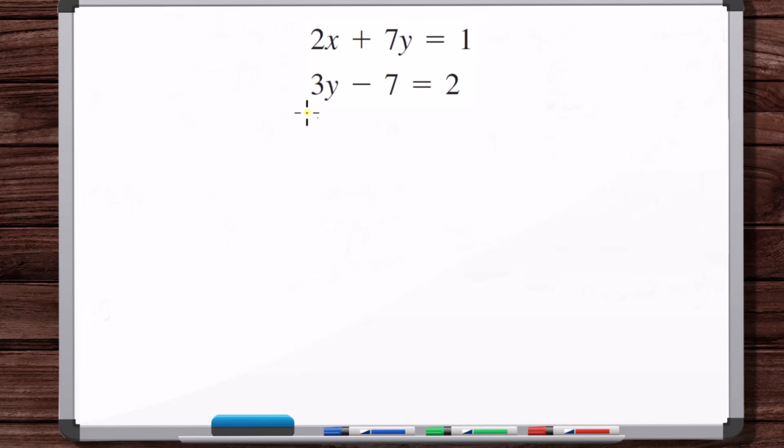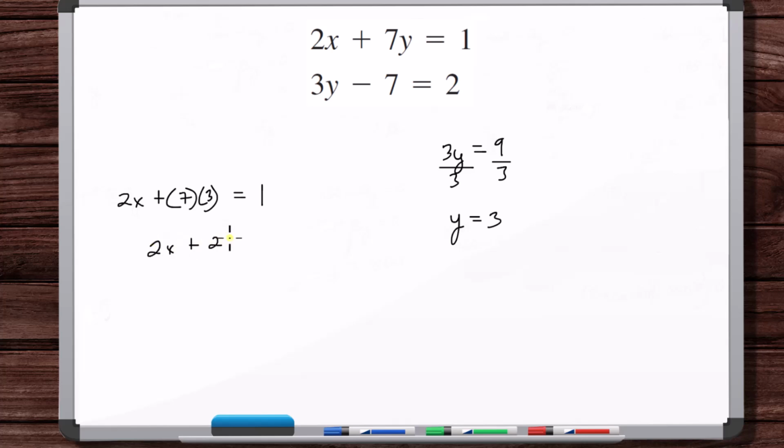So we're just going to solve for y here. So add 7 to both sides. Then divide both sides by 3. You get y is equal to 3. Now plug y into this equation and solve for x. So 2x plus 7 times 3 is equal to 1. 2x plus 21 is equal to 1. Subtracting 21 from both sides, 2x is equal to minus 20. So x is equal to minus 10. And so the point (minus 10, 3) is the solution to the system of linear equations.